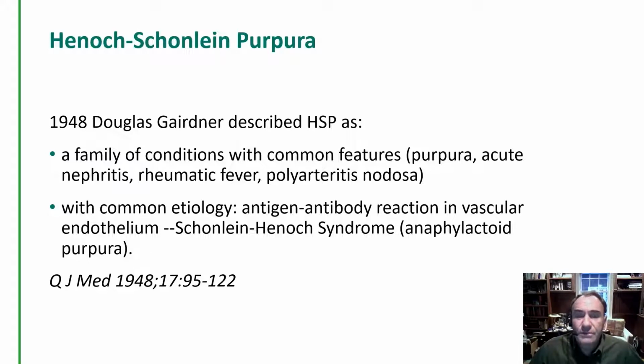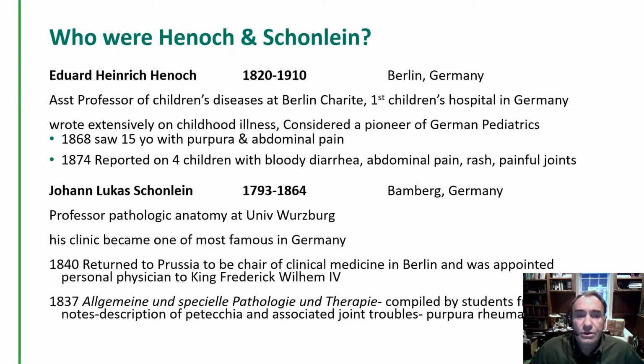So that was kind of the first time the eponym was used. So who were Henoch and Schönlein? Well, Henoch lived from 1820 to 1910 in Germany. He worked in children's diseases at Berlin Charity Hospital, which was the first children's hospital in Germany, wrote extensively on childhood illness, and was considered a pioneer of German pediatrics.